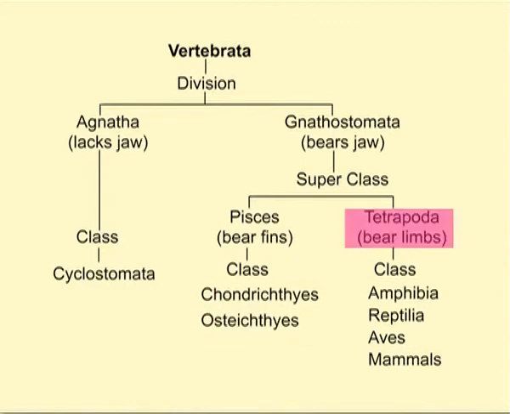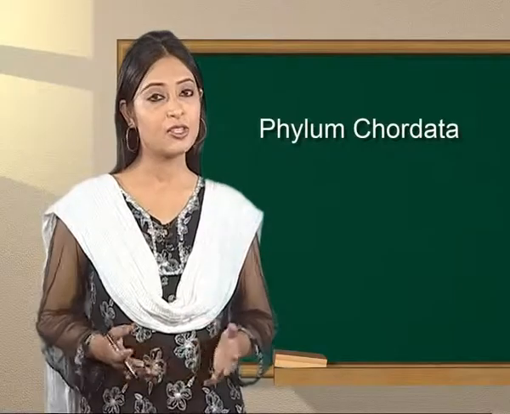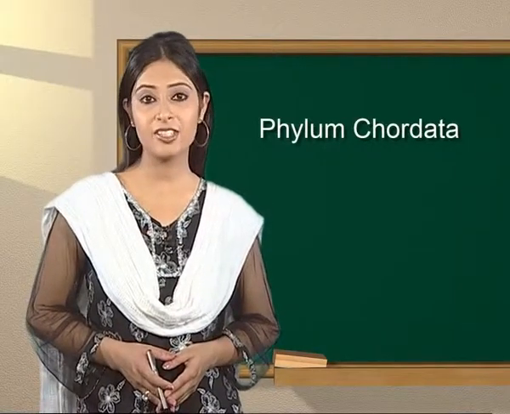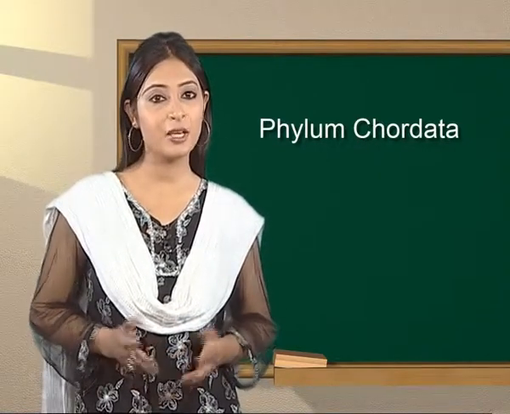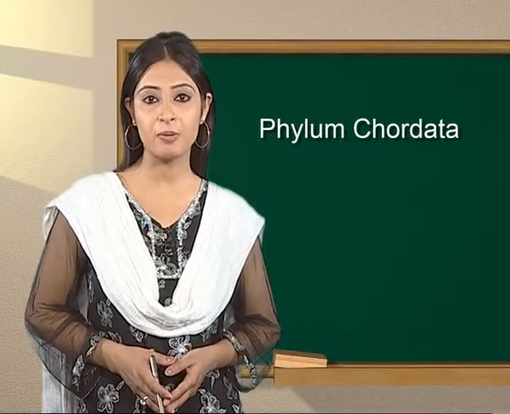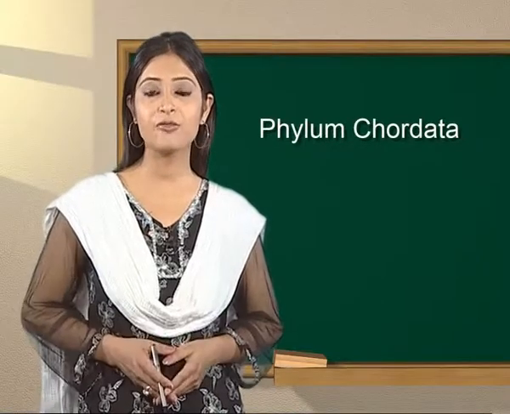Tetrapoda consists of classes Amphibia, Reptilia, Aves and Mammalia. So students, we have learnt enough about the phylum Chordata, and with this we come to the end of our topic. Let us summarize what we have learnt today.